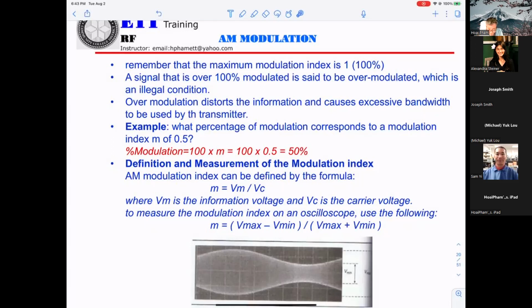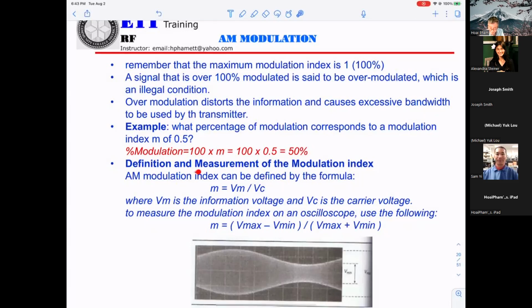Example: what percentage of modulation corresponds to a modulation index of 0.5? Percentage modulation equals 100 times 0.5. You get 50%.